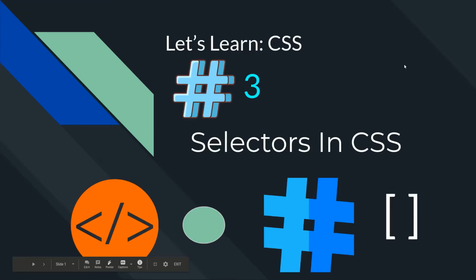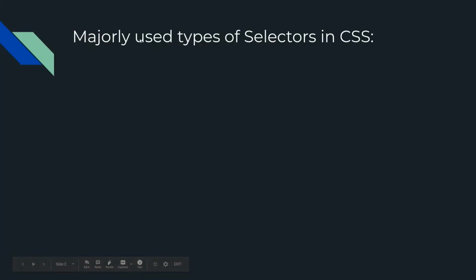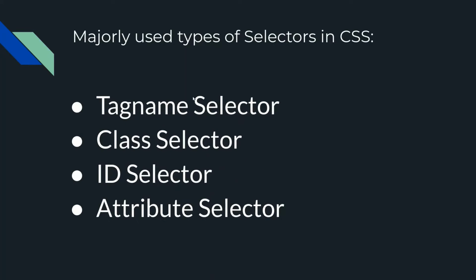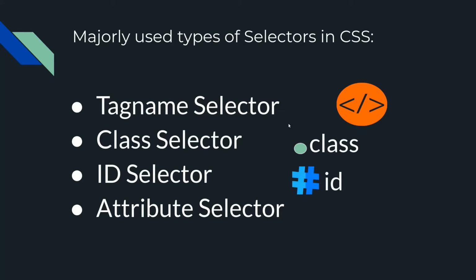So let's get started. The majorly used types of selectors in CSS are the tag name selector that we have seen before, the class selector, and the ID selector, and these three we are going to see in this video. Then lastly we have the attribute selector, which is not that used, but it's used a lot. So these are the selector types that we are going to see in this video. Let's jump right into the code and see how they look and feel.